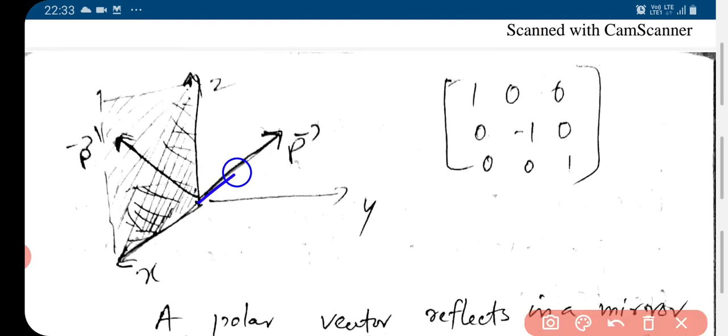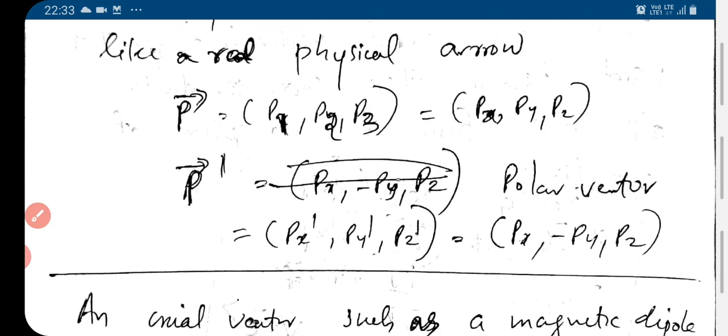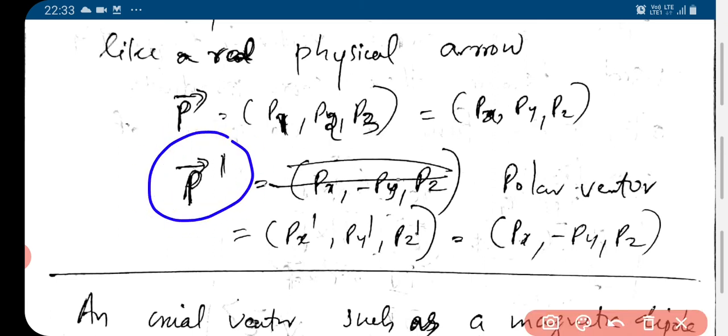See the vector, as it gets reflected, its component is pointing in the negative y direction. There will be no change in the components along the x and z directions. So our vector p prime, with components px prime, py prime, pz prime, will be px, minus py, pz.